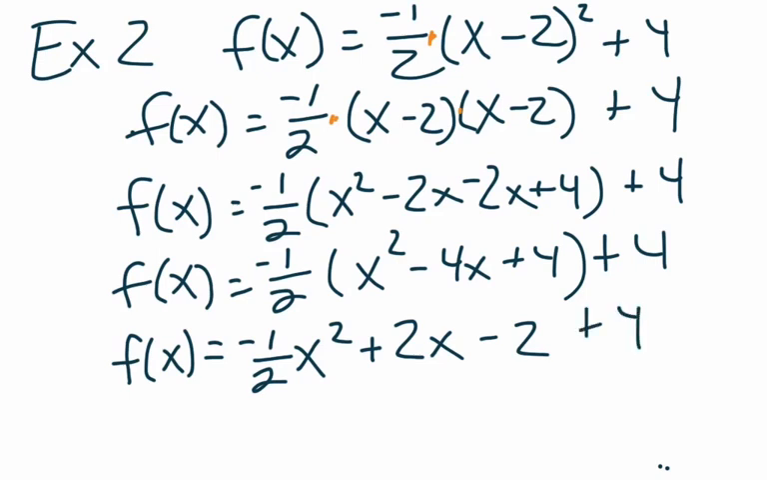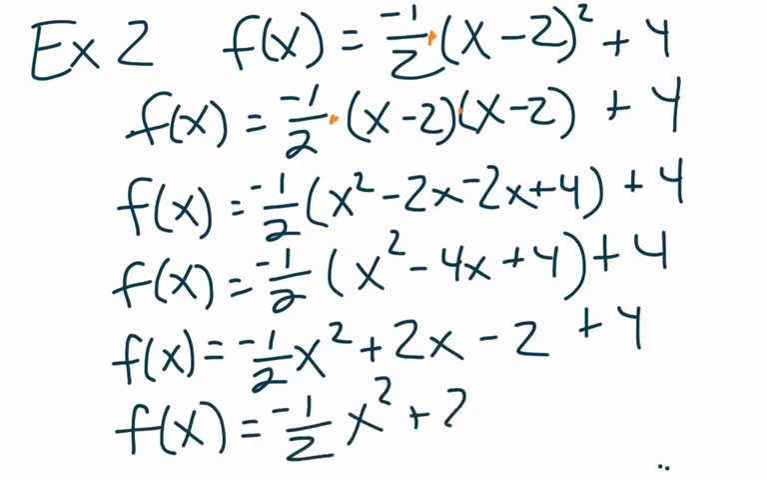And then the only thing left to do is now finally we have some terms out here that we can deal with. We have negative 2 plus 4, which will give us... what does that? I can't look that far. Okay, wait. It gives us 2. And we're done. So now we have gone from vertex form to standard form.